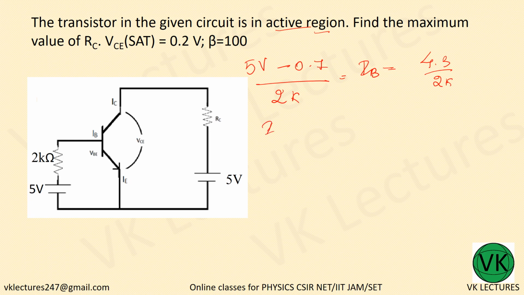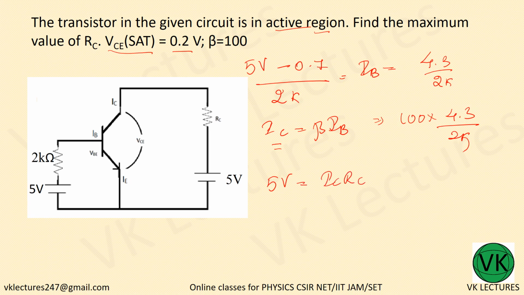Now what is IC? Beta times IB. So what is beta? 100. So 100 into 4.3 divided by 2k. This is your IC. Now what you want? In the output side VCE saturation is also given, 0.2 volt. Okay, so just apply the KVL to the output. So 5 volt is equal to ICRC plus 0.2.